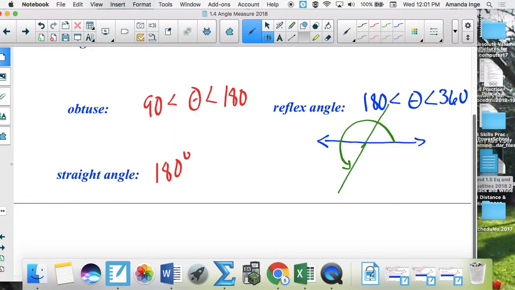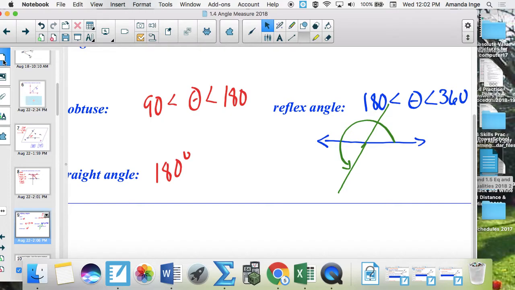So 180 degrees is less than theta, which is less than 360. So it's between 180 and 360. Okay? So I wanted you to know that because I take my ACT in July. It doesn't always show up on there, but occasionally it does.